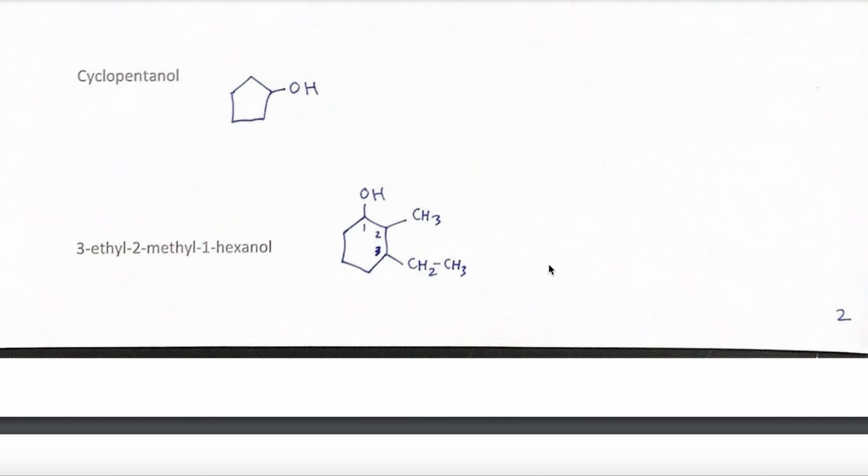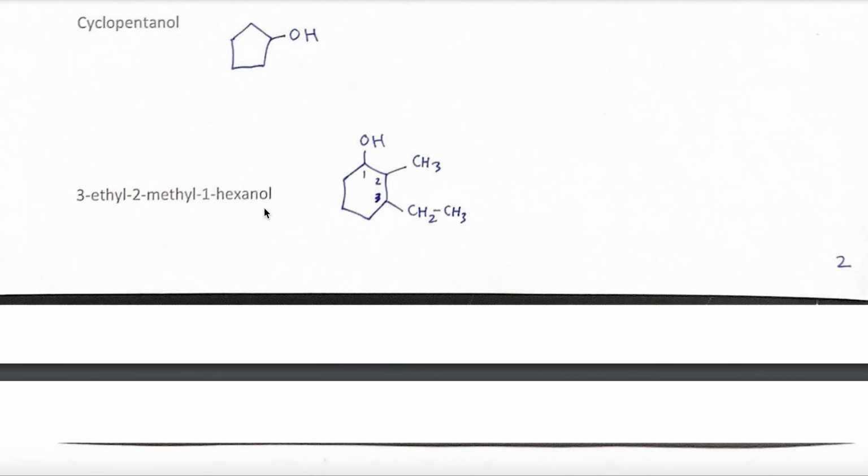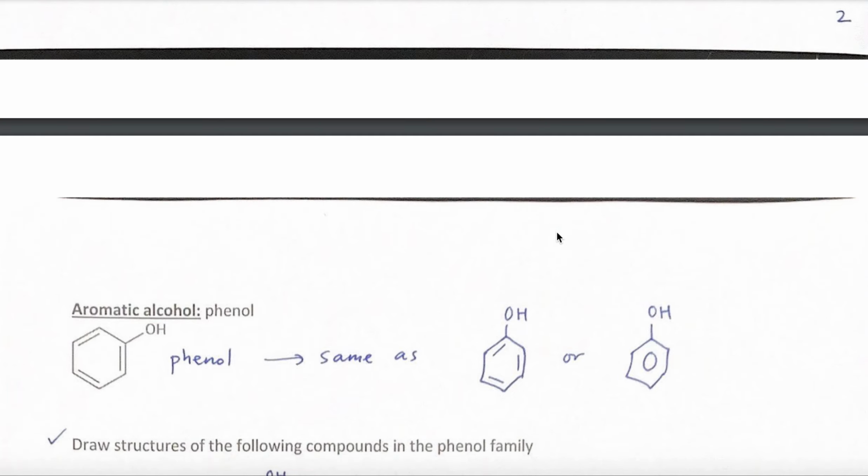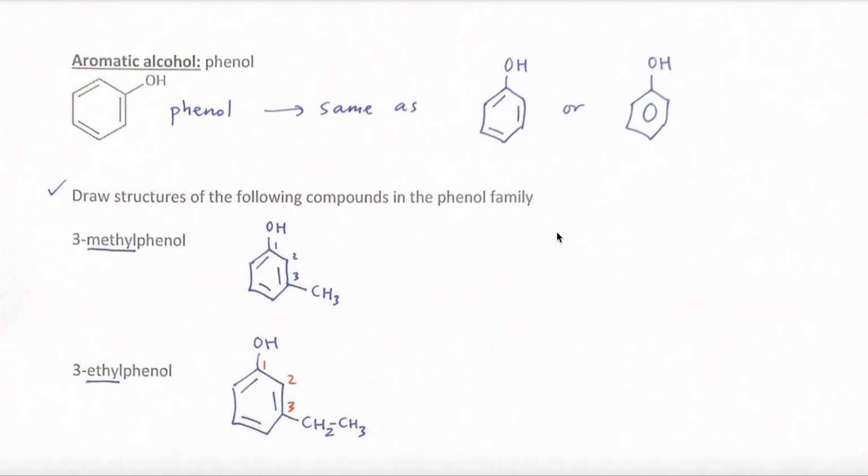Okay, pretty good, everyone. If it's a hexanol, it would be a straight line. Okay, we can do that too, of course. Aromatic alcohol, known as phenol. Benzene alcohol, known as phenol. You can draw this way, or this way. Okay.